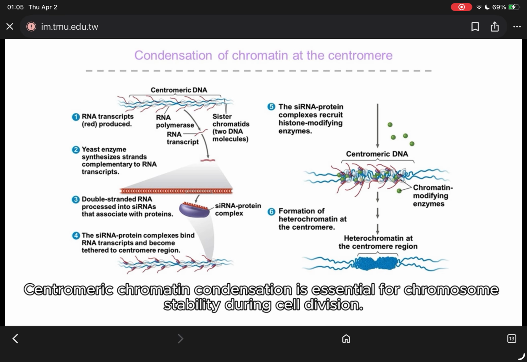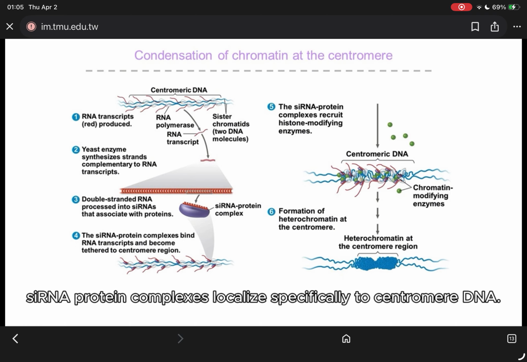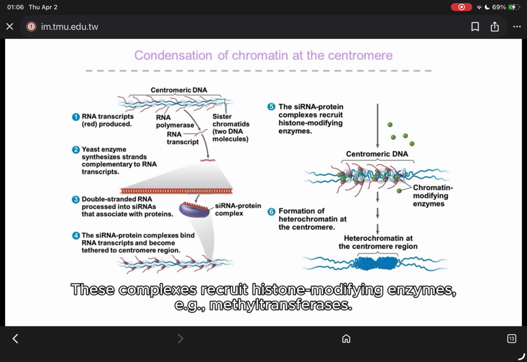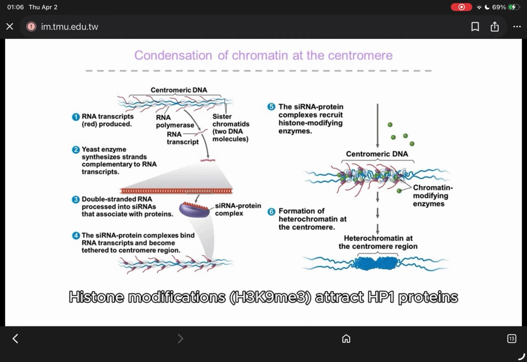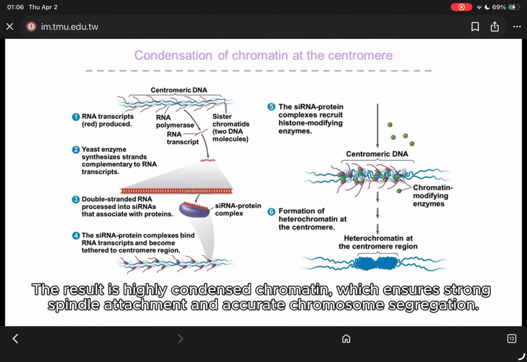Summary: centromeric chromatin condensation is essential for chromosome stability during cell division. siRNA protein complexes localize specifically to centromere DNA. These complexes recruit histone-modifying enzymes, e.g. methyltransferases. Histone modifications, H3K9Me3, attract HP1 proteins. The result is highly condensed chromatin, which ensures strong spindle attachment and accurate chromosome segregation.